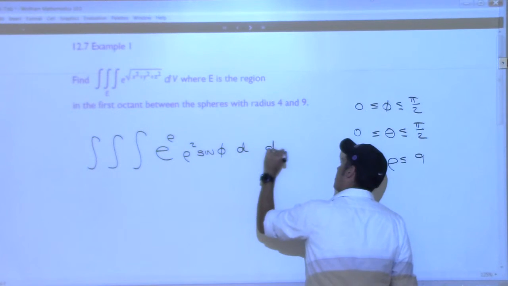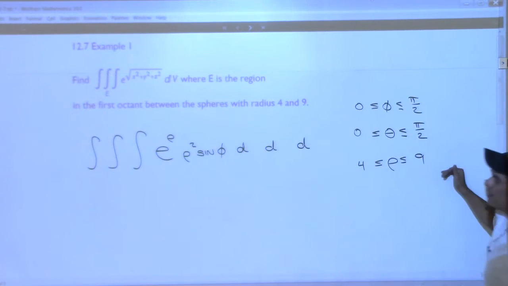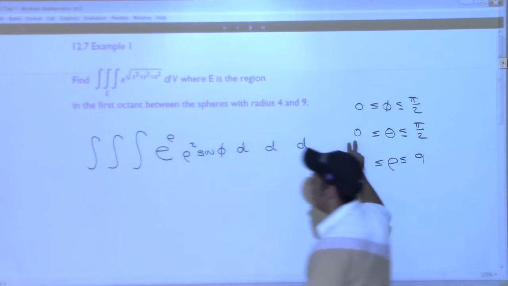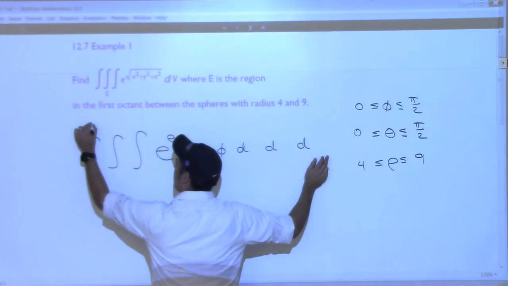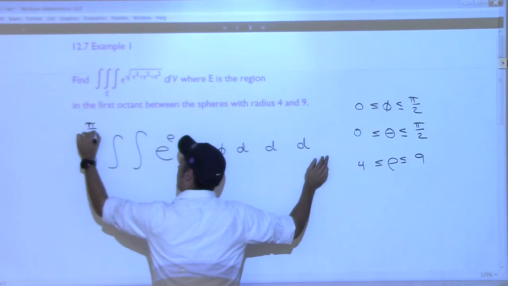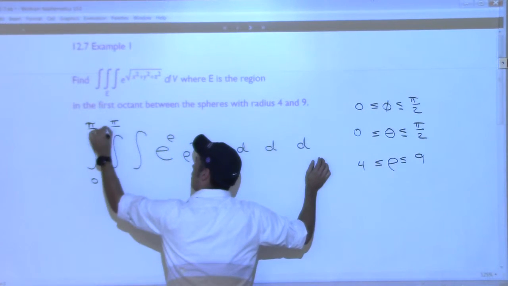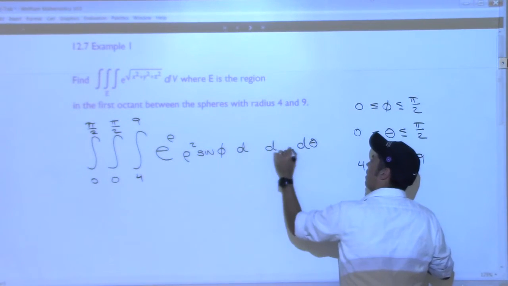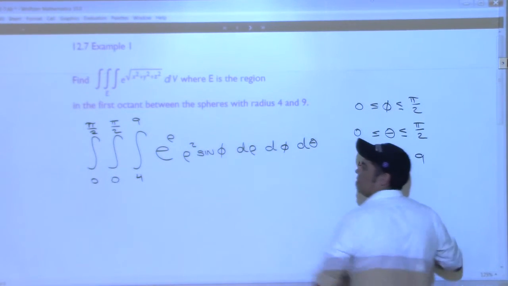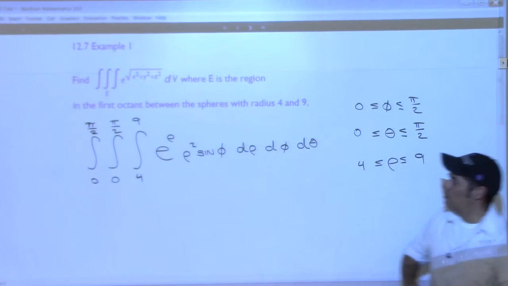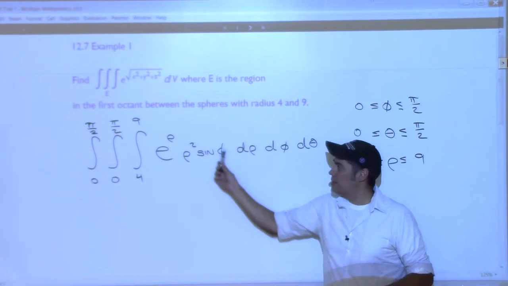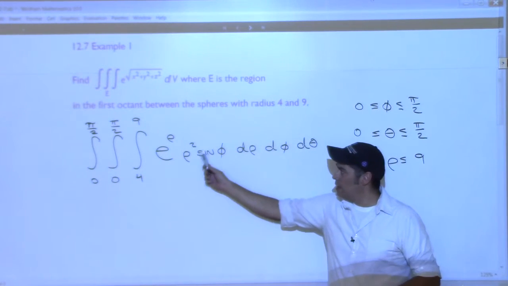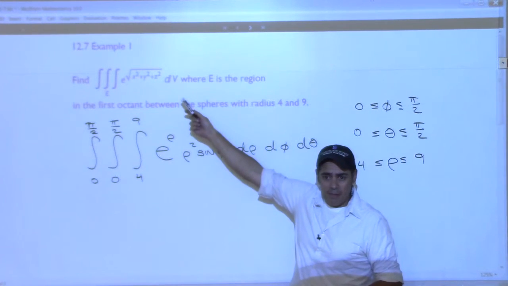Now I get to choose, because these are all constants again, right? So I get to choose the order in which I do these, and it really doesn't matter. So I'll stick to what I like to do. I always like to do theta on the outside. So I'm going to go theta on the outside, phi, and rho. Do we all understand this piece? That thing is going to be there every time you do spherical. The fact that it becomes e to the rho, everyone's clear on that?